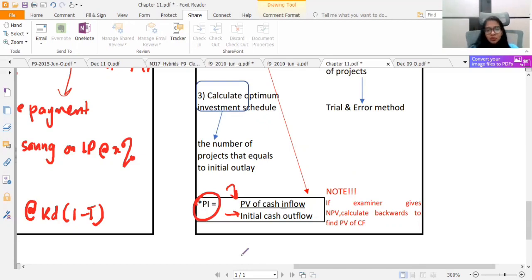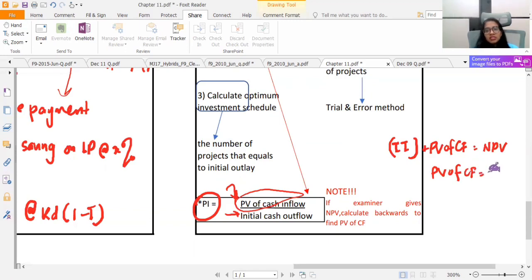Now, remember, when calculating the PV of cash flow, the examiner sometimes may trick you. He may not directly give you the PV of cash flow. He may give you the NPV and initial investment, and ask you to calculate the PV of cash flow backwards. So remember, initial investment plus PV of cash flow is equal to NPV. So PV of cash flow is equal to NPV plus initial investment.